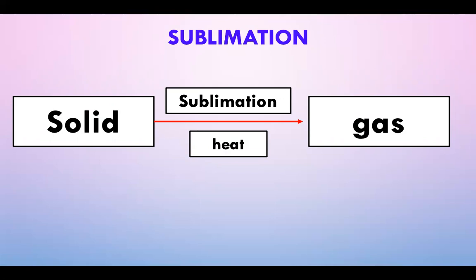Dry ice means carbon dioxide. It's solid-state carbon dioxide, which is frozen. When you put this solid carbon dioxide into water, it will immediately become gas. This is an example for sublimation. Have you seen that?